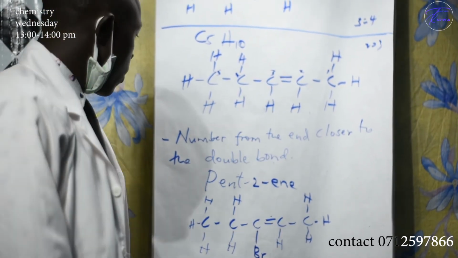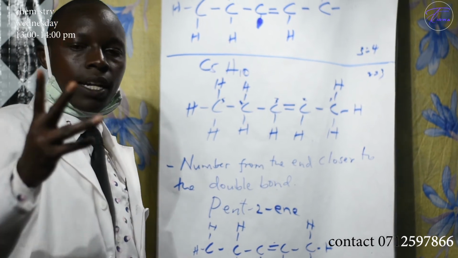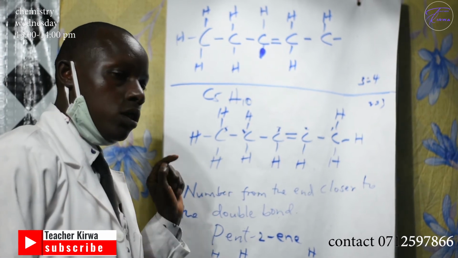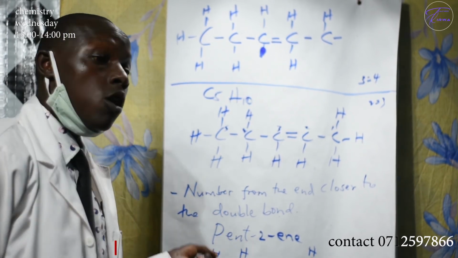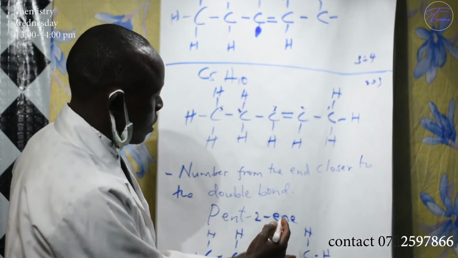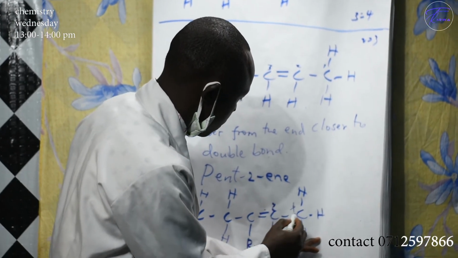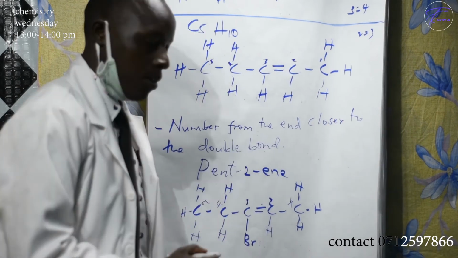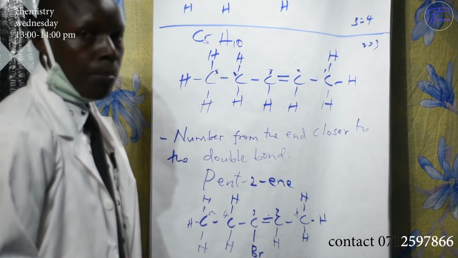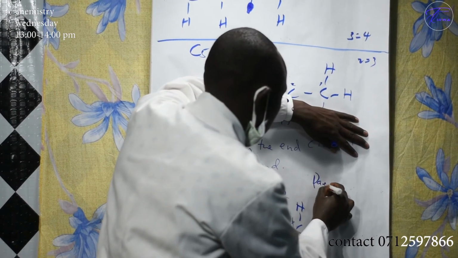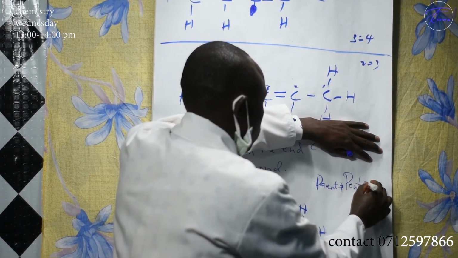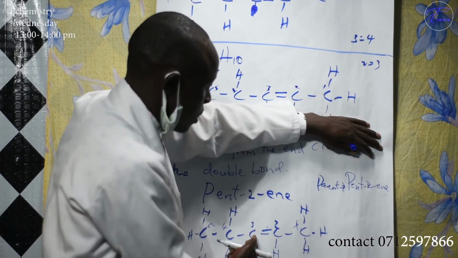When you are naming, you remember our rules. Number 1, you should have the parent and the branch. Number 2, you number the longest continuous chain containing the double bond from the end that is closer to the double bond. So this will be 1, 2, 3, 4, 5. At carbon number 2 we have a double bond. At carbon number 3 we have a branch. So the parent name is pent-2-ene.